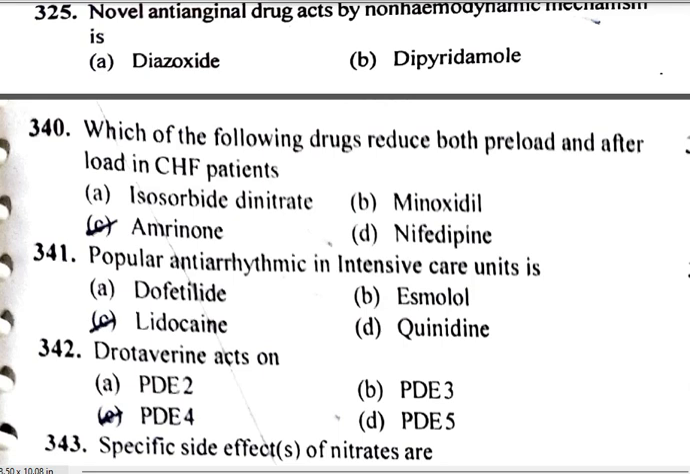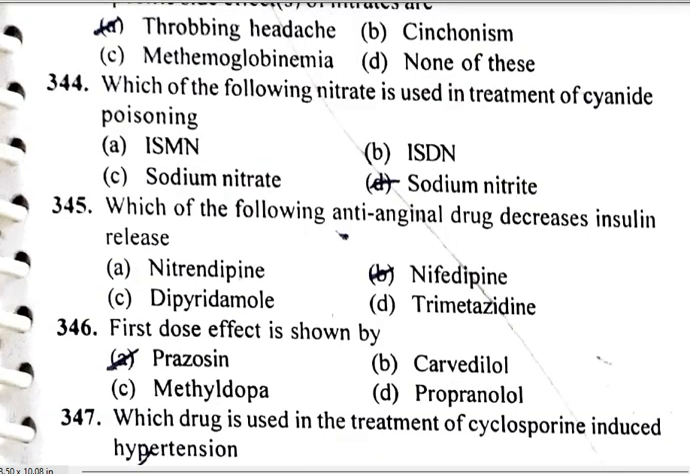Drotaverine acts on phosphodiesterase 4. Specific side effect of nitrates is throbbing headache. Which of the following nitrates is used in treatment of cyanide poisoning? Sodium nitrite. Which of the following anti-anginal drugs decreases insulin release? That is nifedipine.